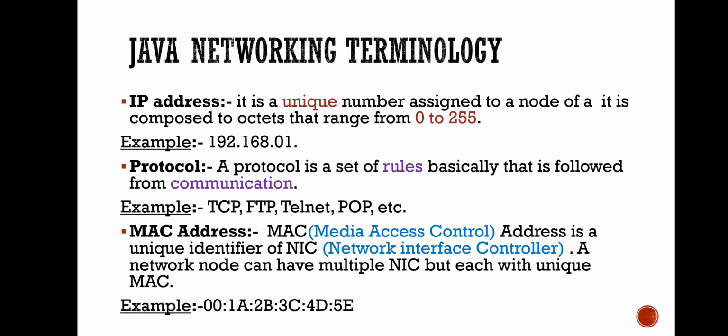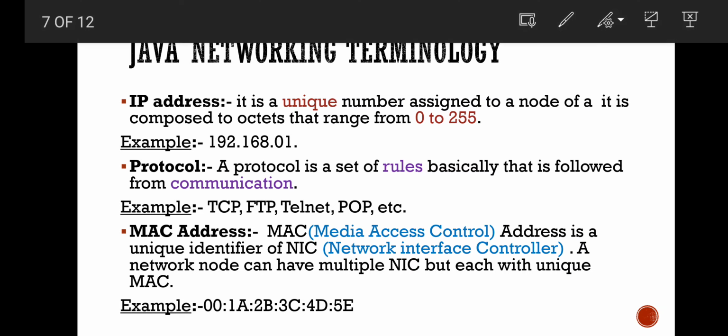Now we will see Java networking terminology. There are different kinds of Java networking terminologies. In that we will see three different types of terminologies. One is IP address, protocol and MAC address. So firstly we will deal with IP address. What is an IP address? An IP address is a unique number which is assigned to a node, and it is composed of octets ranging from 0 to 255. So this is the example of an IP address.